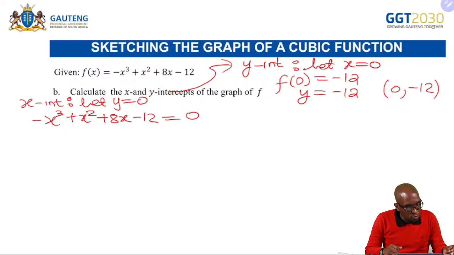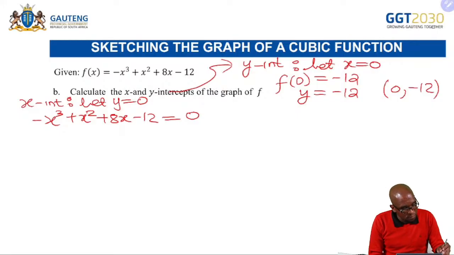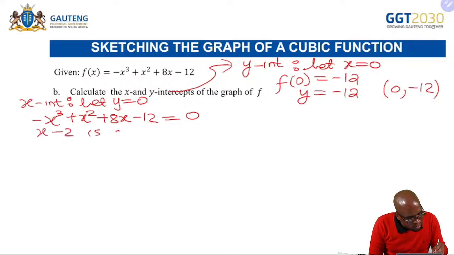Now, if you substitute plus or minus 1, you won't get a factor. If you substitute plus 2, you're not going to get a factor. But if you put minus 2, then you're going to get a factor. Or rather, if you put positive 2, you're going to get a factor. If you put minus 2, you're not going to get a factor. So x minus 2 is a factor.